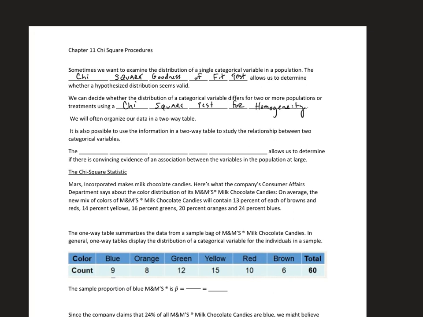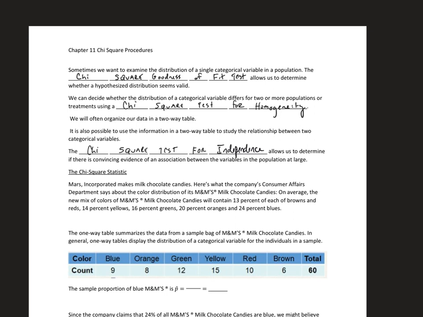We will often organize our data in a 2-way table. It is also possible to use information in a 2-way table to study the relationship between 2 categorical variables. The chi-square test for independence allows us to determine if there is convincing evidence of an association between the variables in the population at large.